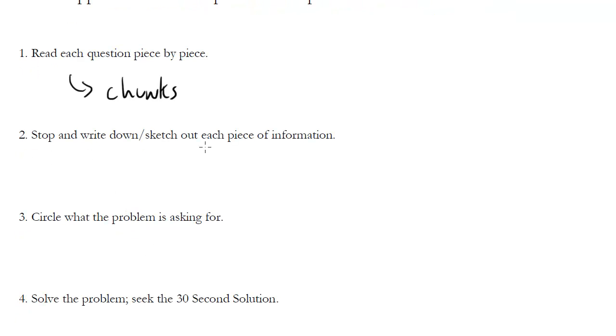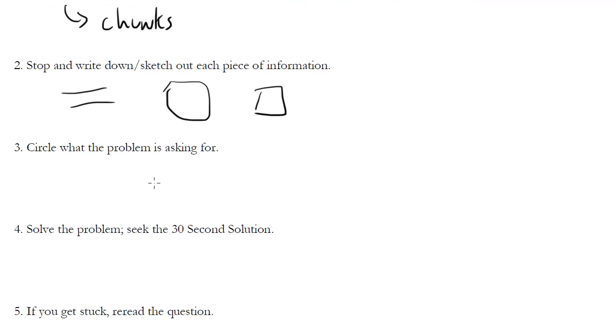Stop and write down, sketch out each piece of information. So as you're reading each question piece by piece, you're going to write down all the information and or sketch out the figures you need as they're given to you in the problem. So really write it down. Don't just sit there reading it and thinking. Get active. Use your pencil. Mark things down. Again, that's a big difference between a good test taker and a bad test taker. A bad test taker just sits there and reads it and does nothing. A good test taker will at least try to write things down, try to figure it out on paper, not just do it in his or her head.